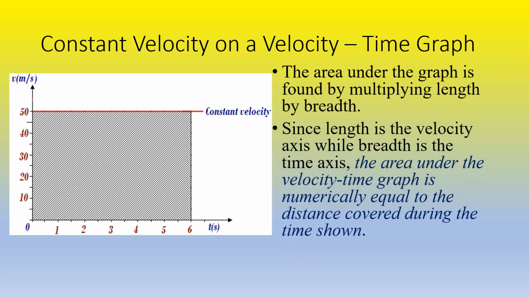Since length is the velocity axis while breadth is the time axis, the area under the velocity-time graph is numerically equal to the distance covered during the time shown. In this case, distance equals 50 times 6 equals 300 meters.